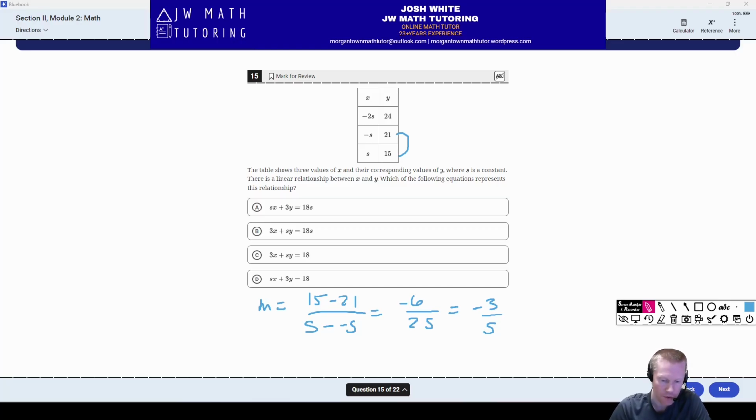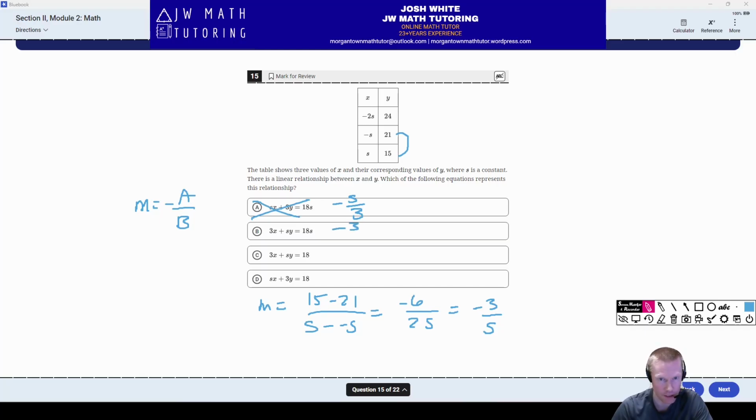Okay, so that's my slope. And then what you could do is you could go through and look at all these equations and say, what is the slope of them? Now, I'm just going to use the shortcut formula for when a line's in standard form. It's negative a over b. So for this one, that's going to be negative s over 3. That does not match. That's wrong.